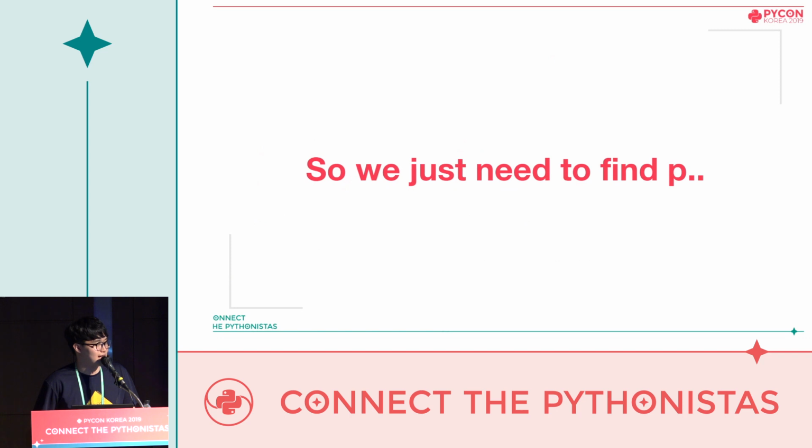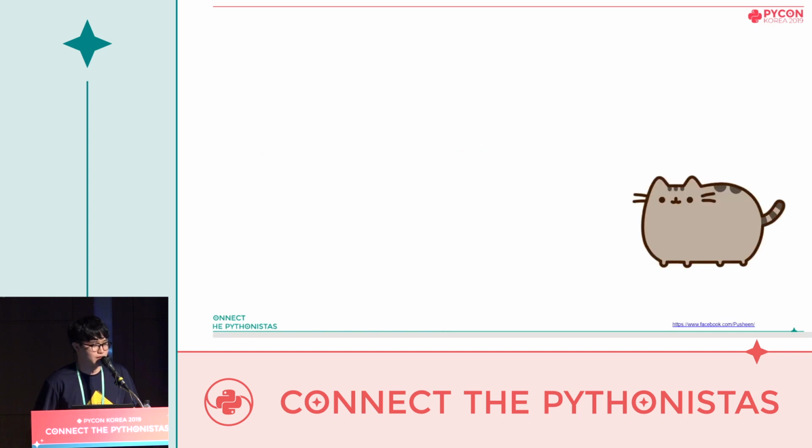So let's ask our cat. The way it goes is quite simple. First, you select another random number. So it's 2.